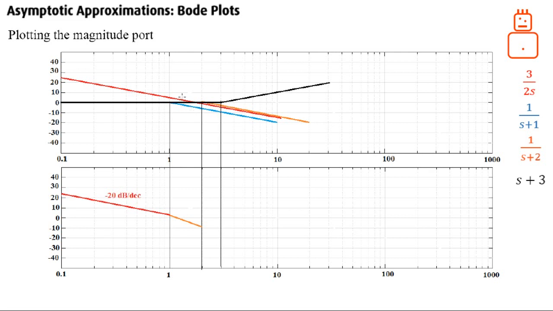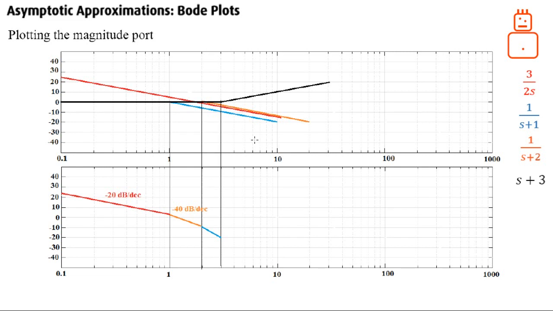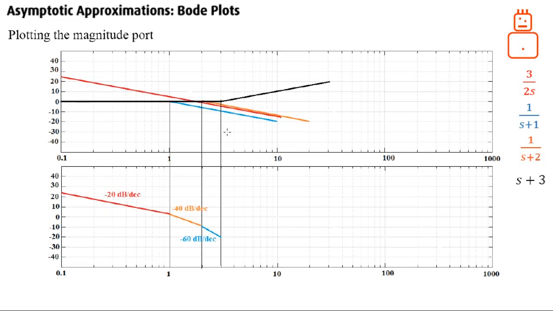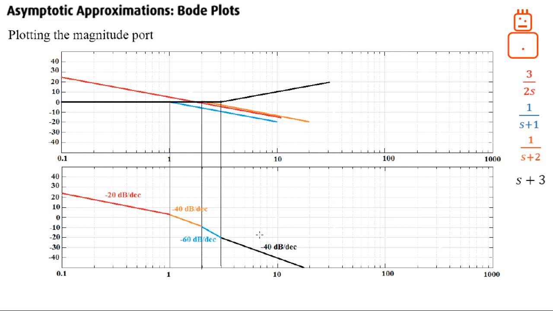After that, if you observe the system here, the blue line, which comes from the pole at 1, contributes another minus 20 decibel per decade. So we will have a slope of minus 40. When we reach 2, you can see that the orange line, which comes from the second pole, also contributes another minus 20. So we will have minus 60. And after 2 radian per second, the 0 starts to take away 20 decibel per decade from the slope. So now we will end up with minus 40 decibel per decade.